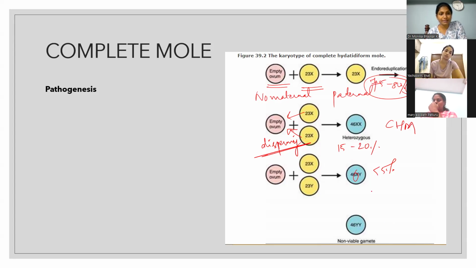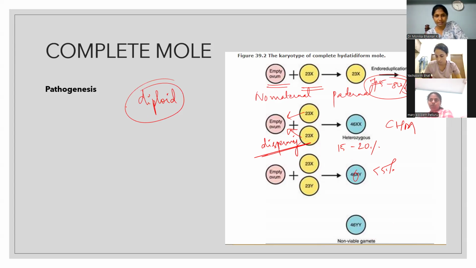So you have to always remember that complete molar pregnancy is diploid. It is a diploid pregnancy, but there is no contribution from the mother. It is only the contribution from the father's side. It could either be the endoduplication of the genetic material of the paternal component, or it could be two sperms fertilizing a single ovum. That is called dispermy. So this is the main reason behind development of complete hydatidiform mole.